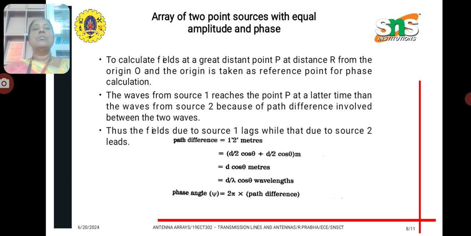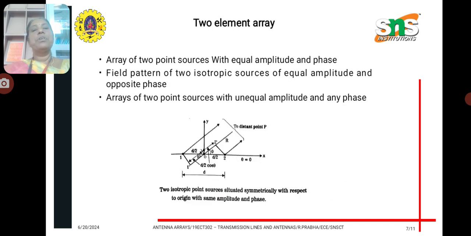So in the array of 2 point sources with equal amplitude and phase, in the diagram we have 2 antennas kept at equal spacing with respect to the center point, and the total distance between the 2 antennas is taken as d.